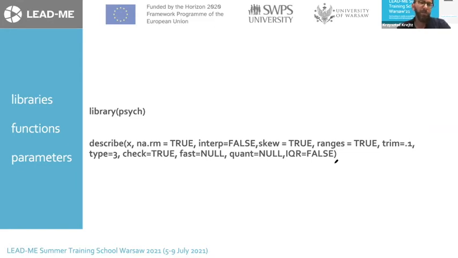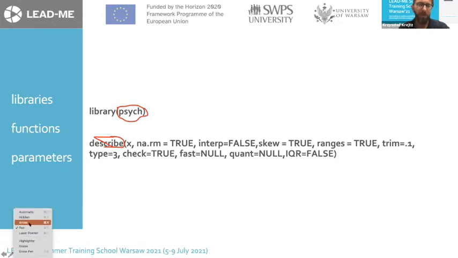Someone created this package for psychologists. So if I have it installed, I type in a script, library, and the name of the package in brackets, psych. And I know that within this package, I found that there is a function called describe for descriptive statistics, which has a full list of arguments.